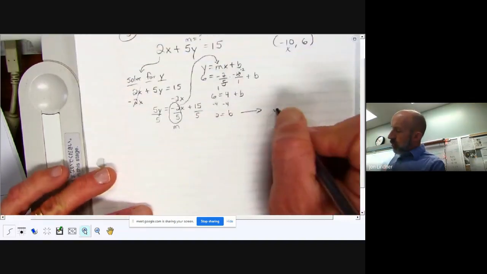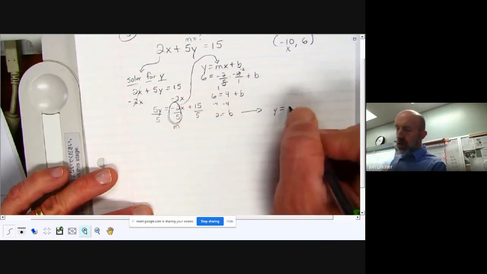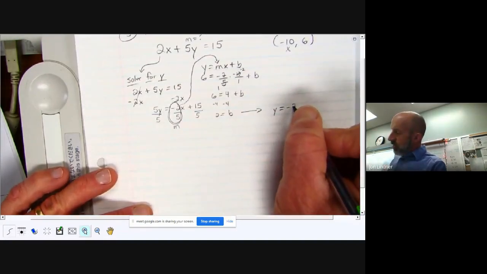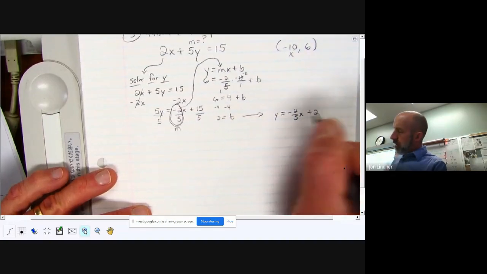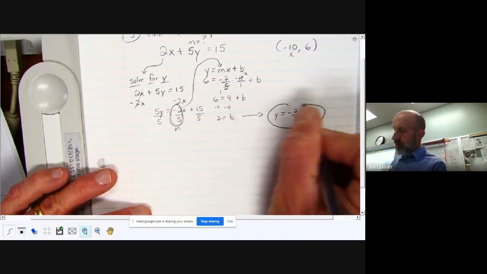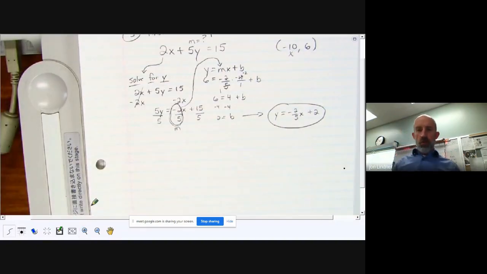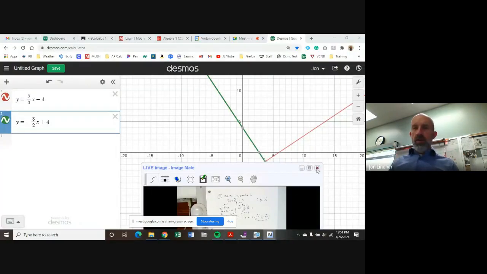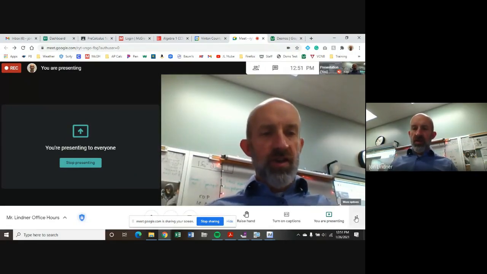So my new equation is y equals, remember that slope we worked real hard to find, -2/5 x plus 2. And we will stop there for today. I hope that helps everybody as you are solving equations, working with finding parallel and perpendicular lines.